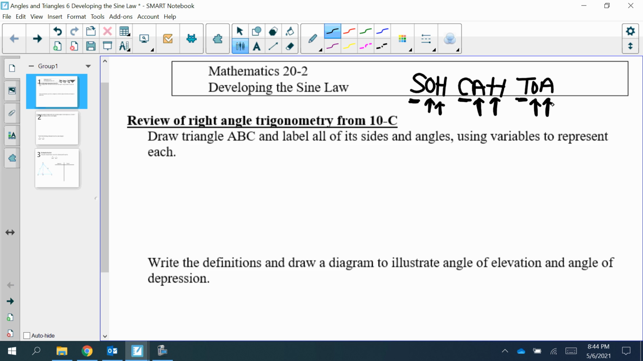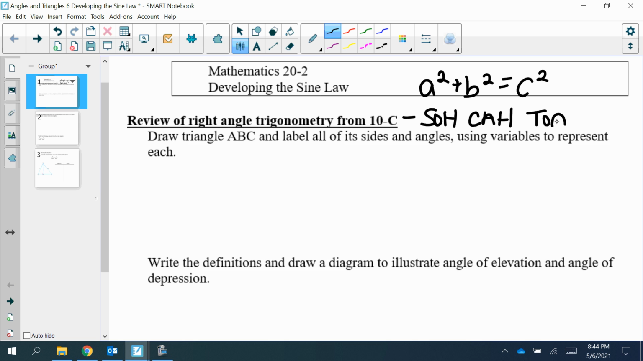The other thing that we didn't explicitly review, but that you should know from your previous math courses, not just 10C, but you would have seen it before, is Pythagorean theorem, a squared plus b squared equals c squared. Again, your C side is going to be your longest side or your hypotenuse, and the squares of the other two will be equal to the square of that. So make sure you understand that one. I think you guys already saw that in that last section as well. So, it says review of right angle trig from 10C.